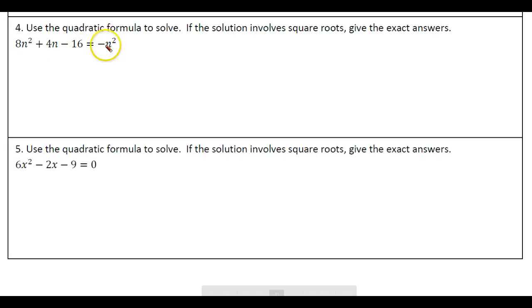No. We have to transpose that, so this will be 9n squared plus 4n minus 16 equals 0. And again, it must be in standard form so we can identify our a value, our b value, and our c value. C value is negative 16. So let's substitute that into the quadratic formula.